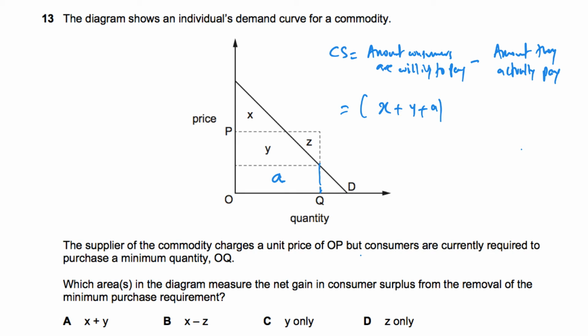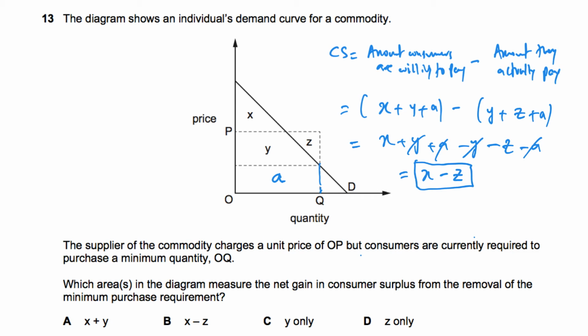What they actually pay is this amount Y plus Z plus A. In other words, P times Q. So what they actually pay is Y plus Z plus A. Does that make sense? Which would mean my consumer surplus would be X plus Y plus A minus Y minus Z minus A. So A and A go away, Y and Y go away. So we're left with X minus Z. So this is my consumer surplus when we have a minimum purchase requirement.